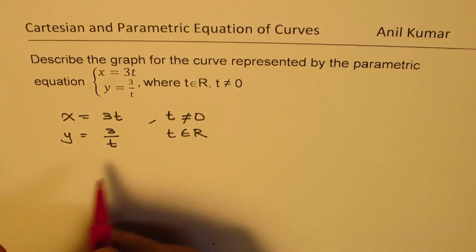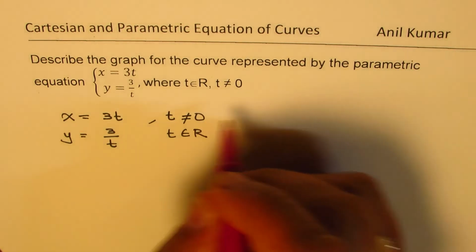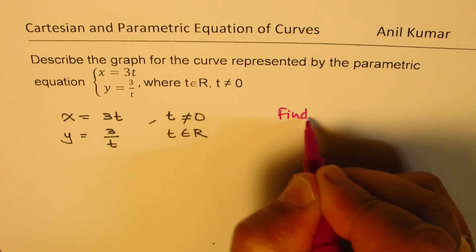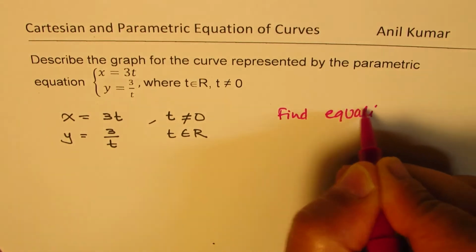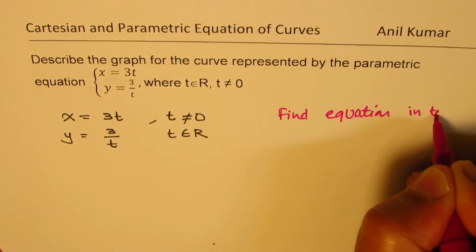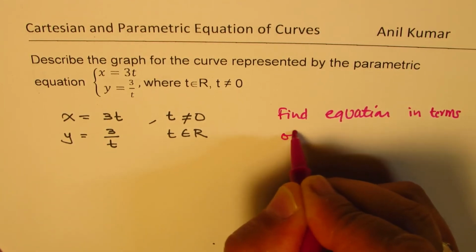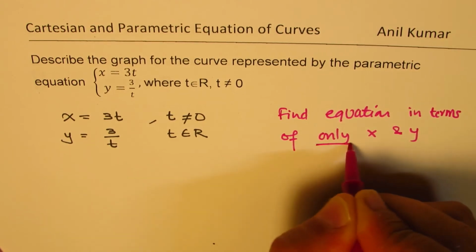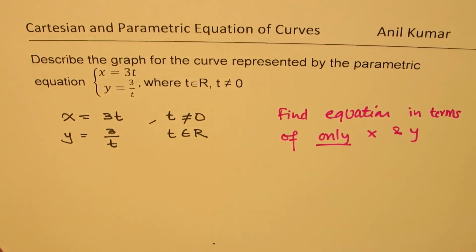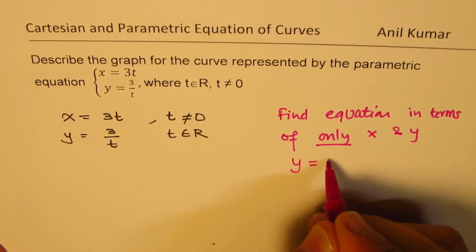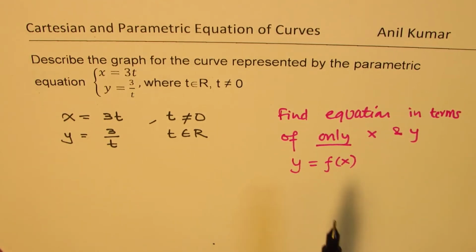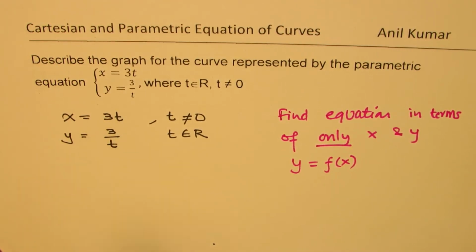So the strategy basically is to somehow find an equation in terms of only x and y. So we have to relate y with x, right? y as a function of x. Basically, we want to write what is y as a function of x. This is what we are interested in. So in that case, we need to somehow get t cancelled.